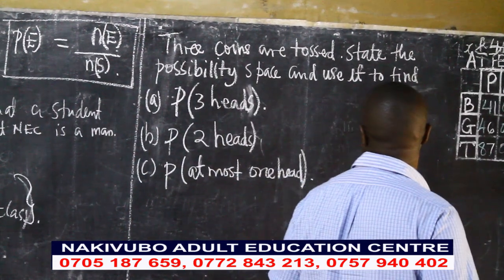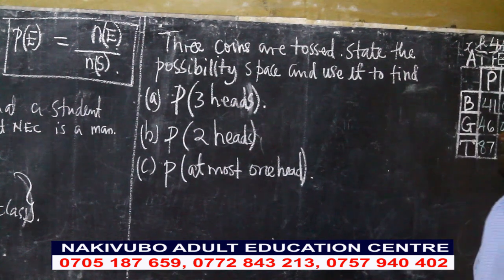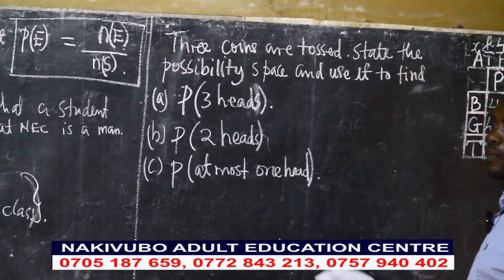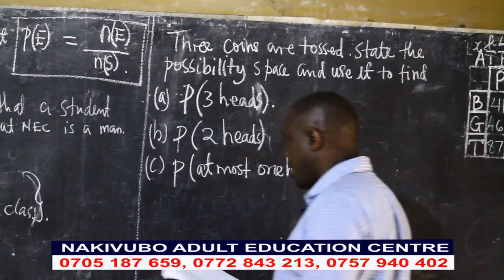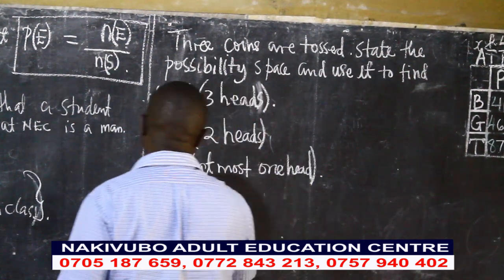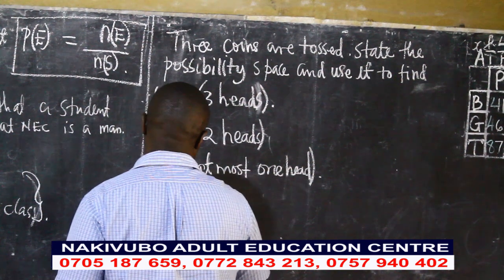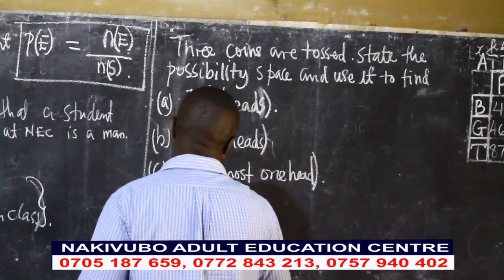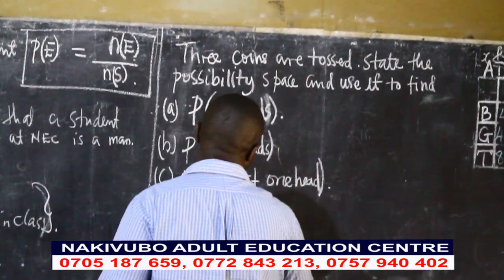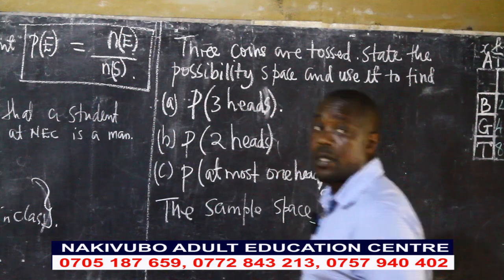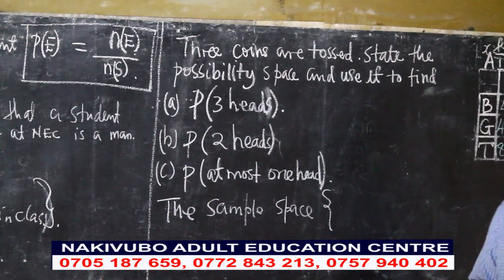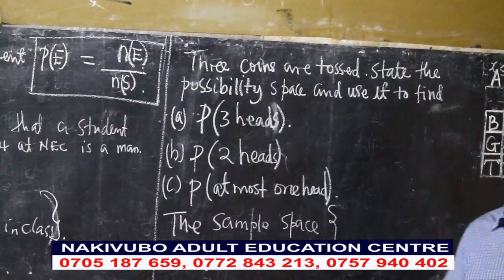Three coins are tossed. State the possibility space. Let us first list down the possibility space. The sample space is the same as the possibility space. The sample space includes all possible outcomes.